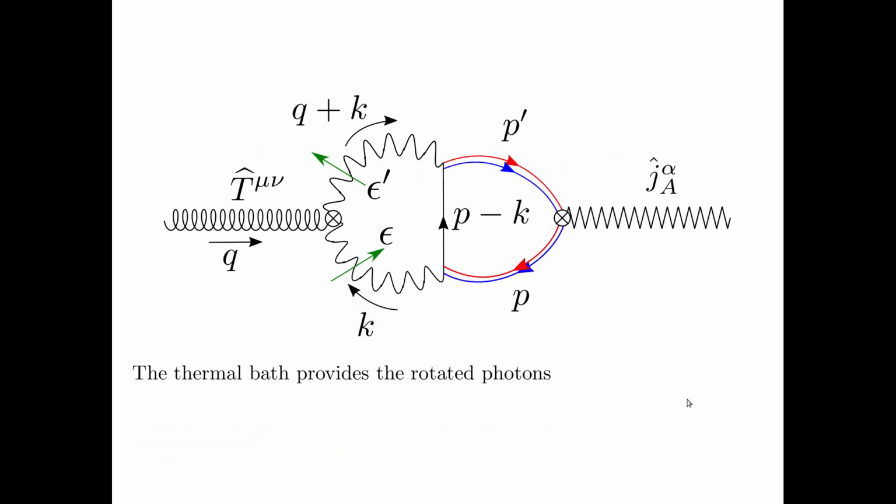Remember what I said about this diagram? It can only be non-vanishing at finite temperature, because we need the photons from the thermal bath. This is another way to see it.